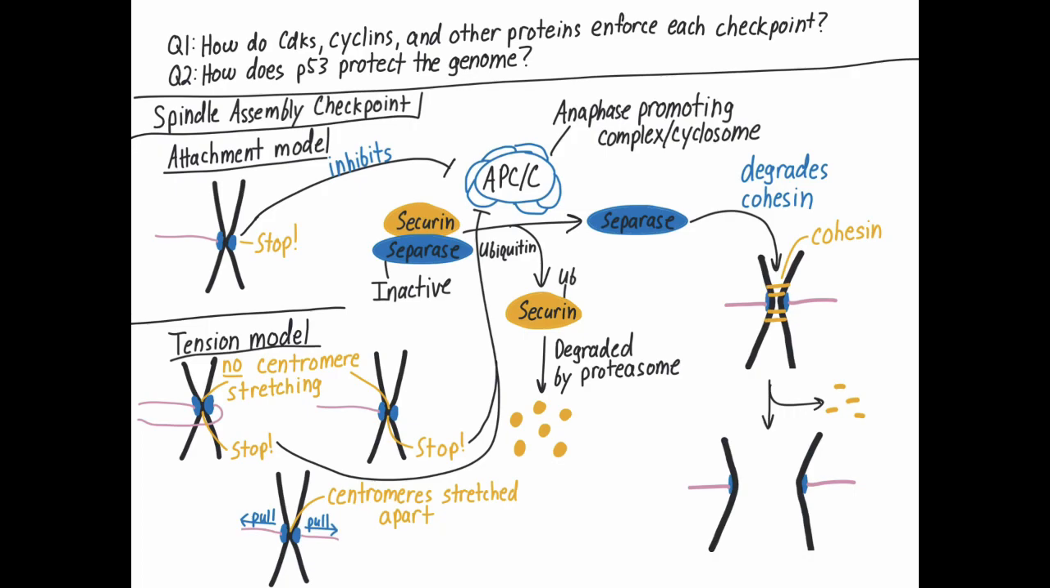Both of these models are supported by quite a lot of data, and both mechanisms probably operate in the cell, but it remains to be seen which signal, the signal generated by unattached kinetochores, or the signal generated by lack of tension, is the primary signal that pauses mitosis at the spindle assembly checkpoint. Perhaps this even varies by organism, or by cell type, or by some other variable.